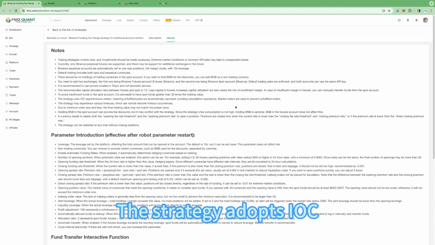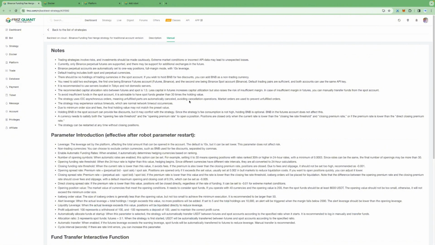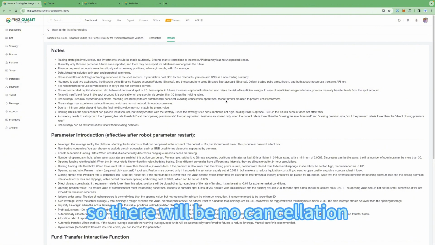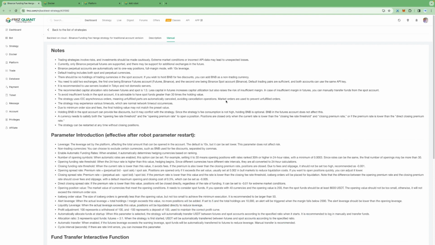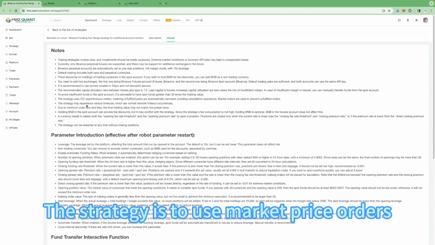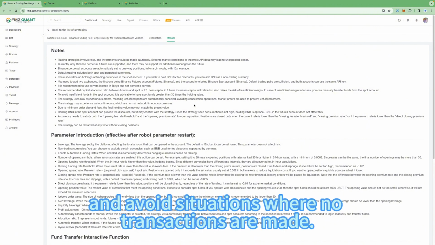The strategy adopts IOC synchronous ordering. If there is no transaction, it will be cancelled automatically. So there will be no cancellation operation in the strategy log. The strategy is to use market price orders to place orders and avoid situations where no transactions are made.